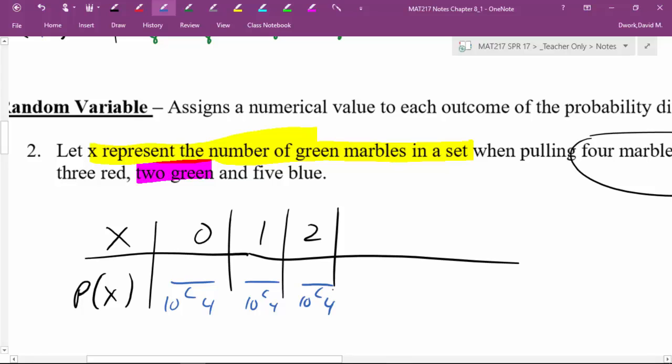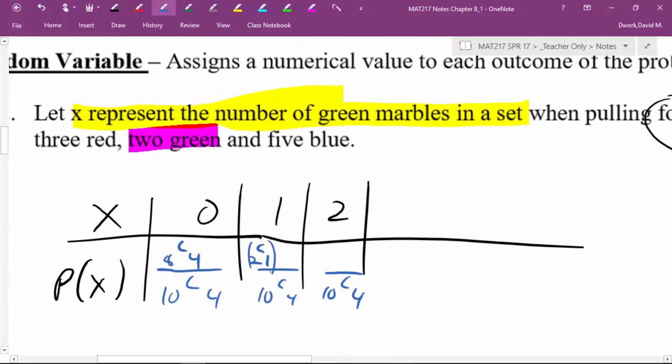Now for the numerator, how many ways are there for me to get 0 greens? Well, that means out of the 2 greens, I'm going to choose 0 of them, which makes 1. So I don't have to write that. Instead, we're just going to say there are 8 other marbles in the bag, right? 3 reds, 5 blues, and out of those I need to select 4. Then for 1, out of the 2 greens I need to select 1 of those.